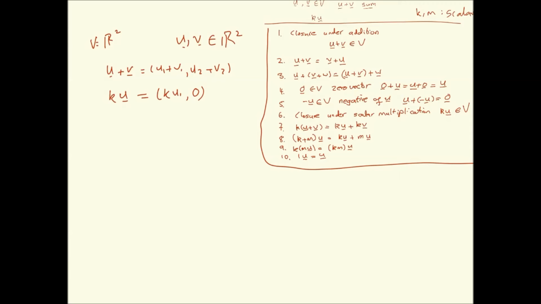The problem that we face here, interestingly, is when we look at the final axiom. The last axiom, which is 1 times u, means that according to the scalar multiplication, this is going to become u1, 0. The problem is that this is not equal to u. So therefore, axiom 10 is not satisfied. Axiom 10 fails. Therefore, this is not a valid vector space. This is a demonstration of something that is not a vector space.